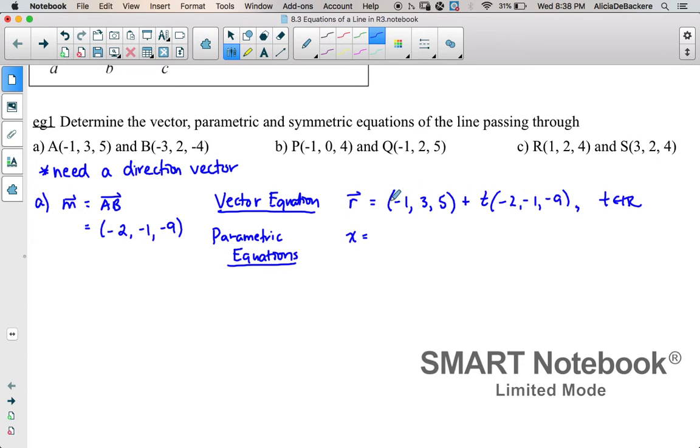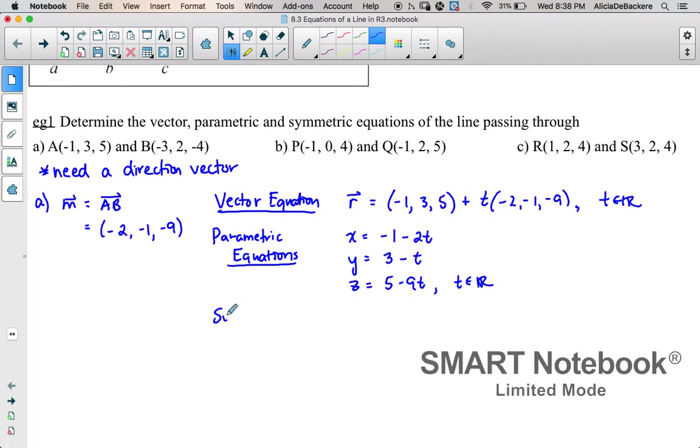So for the x coordinate, I'll take the x coordinate if I were to multiply the t into this vector and then add those coordinates together. So -1 minus 2t, and then the y will be the 3, and then it's going to be -1 times t, so minus t. And then for z, that is a z there. Taking the 5, and then it'll be -9 times the t. And again, t belongs to the set of real numbers.